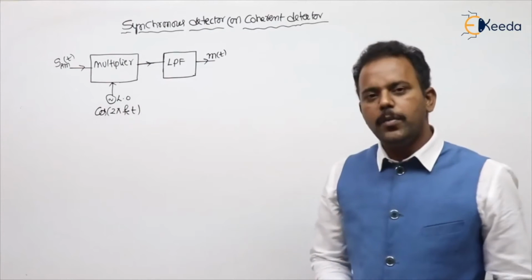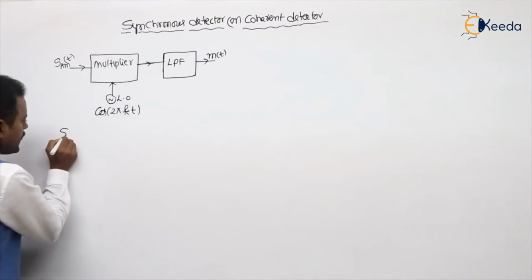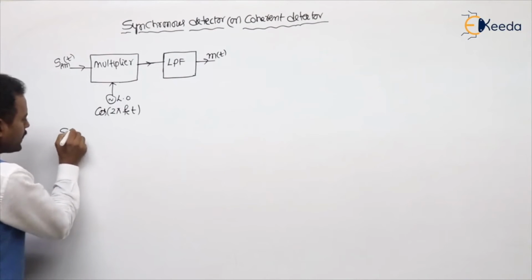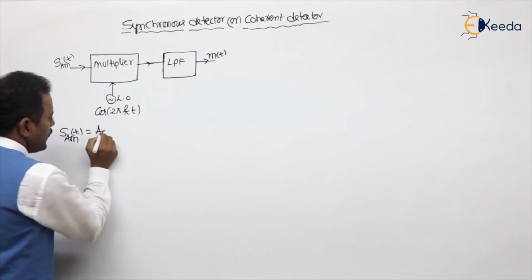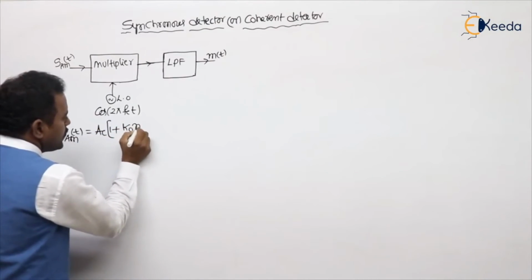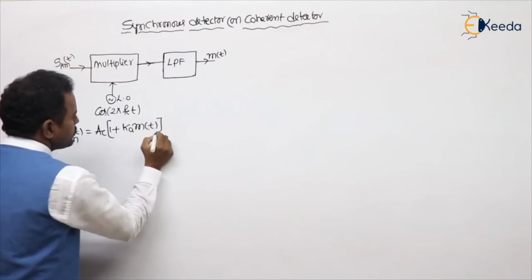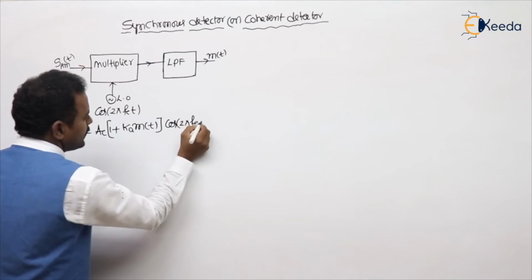What is the amplitude modulated signal, sir? Let's take the general expression. The general expression for the amplitude modulated signal is, students, s_AM(t) equal to Ac into 1 plus Ka into m(t) into cos 2 pi fct, or omega ct. Anything is fine.